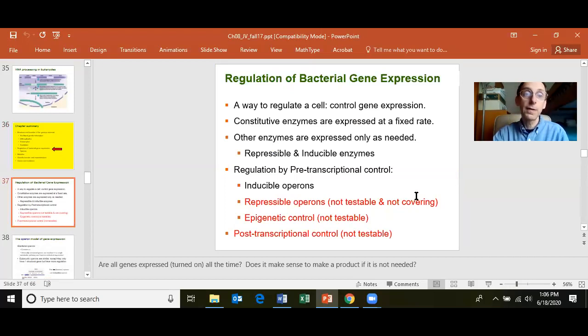Bacteria want to regulate their contents, and an excellent way for a cell to do that is to regulate the level of gene expression. If you don't want a protein in a cell, you can simply turn off the gene. And if you want it, you turn on the gene. That is one way to regulate the contents of a cell, by controlling gene expression. There are other ways to regulate the contents in a cell.